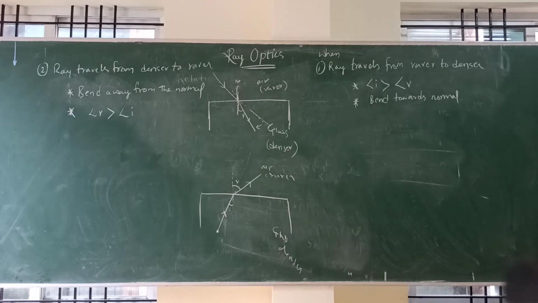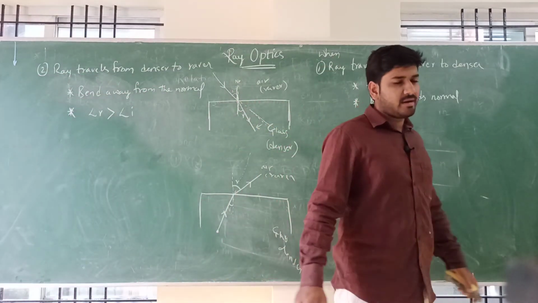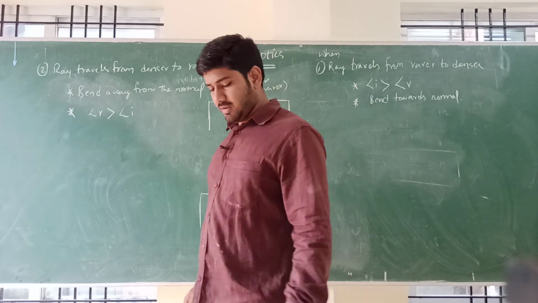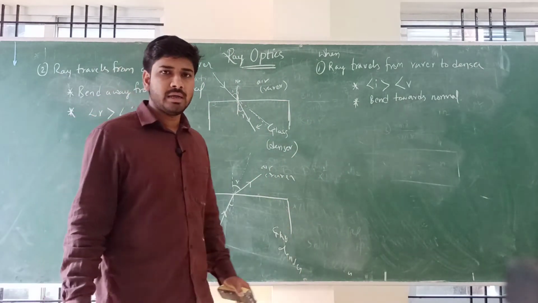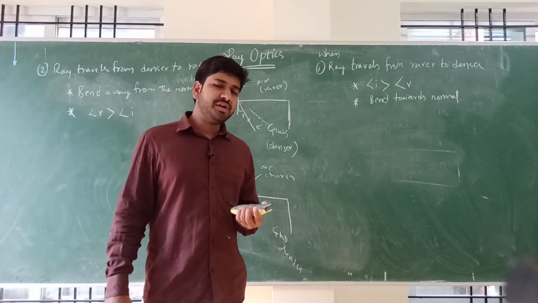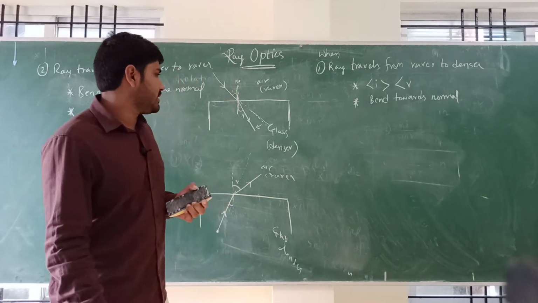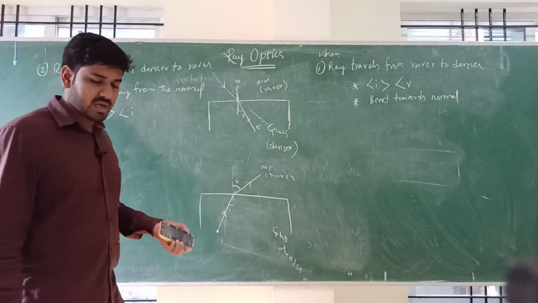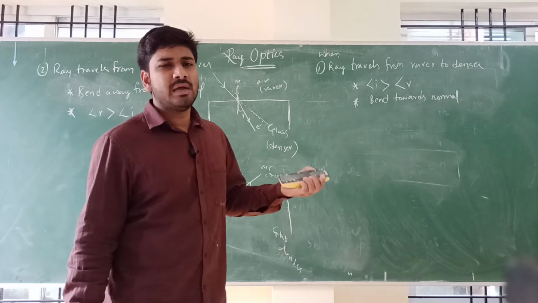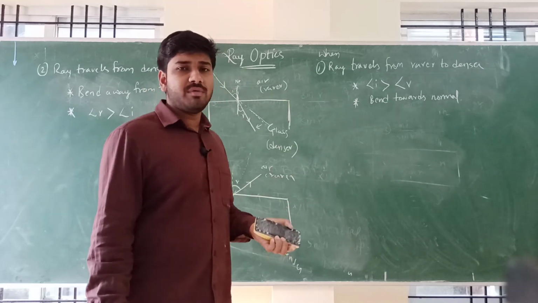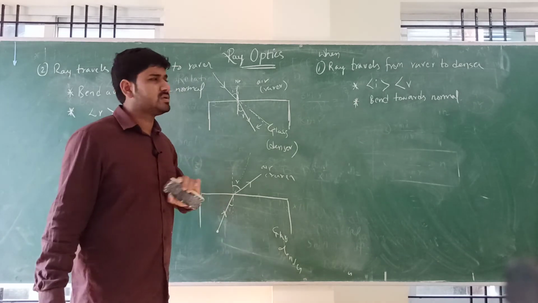Don't get confused about the rarer and the denser medium. Why do we say rarer medium and denser medium? The medium which has the higher value of n is the denser medium. The medium with the higher refractive index value is the denser medium, and the one with the lower refractive index value is nothing but the rarer medium. So this is the phenomenon.